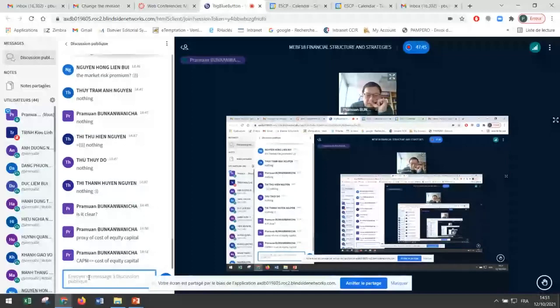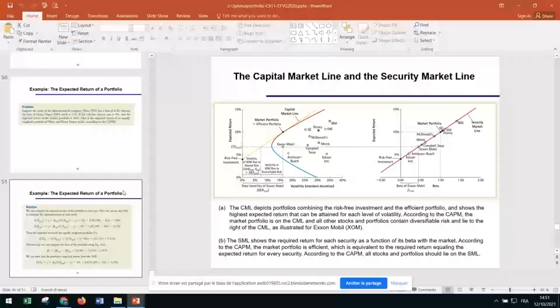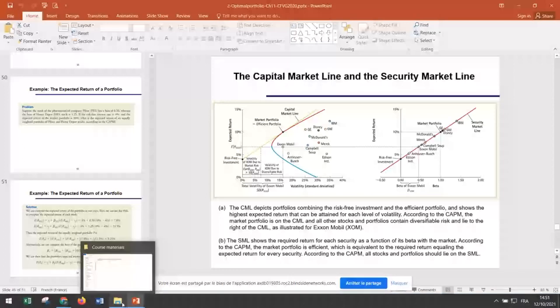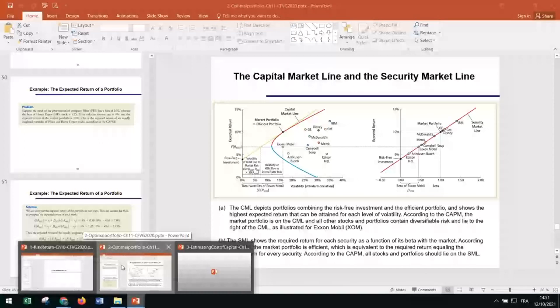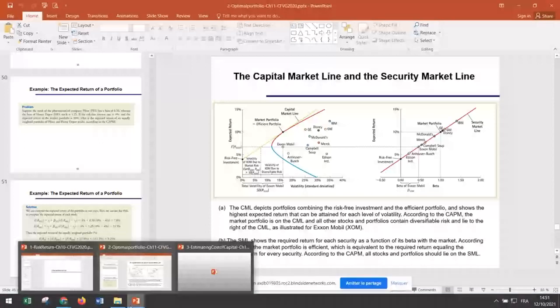All right, so far so good. So I'm done with chapter 11. I suggest you go and check your problem set related to this. You have several questions related to that, and the exam will not be very far from what you have seen in your problem set.